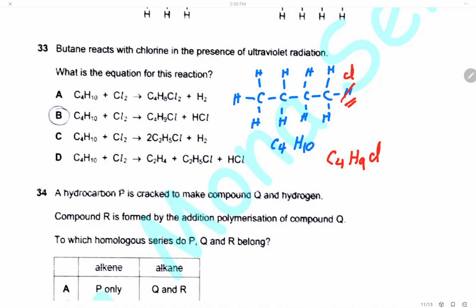And the other chlorine atom from the chlorine molecule will form HCl. Hydrogen chloride will be formed. So the answer will be C4H9Cl plus hydrogen chloride. The answer is B.